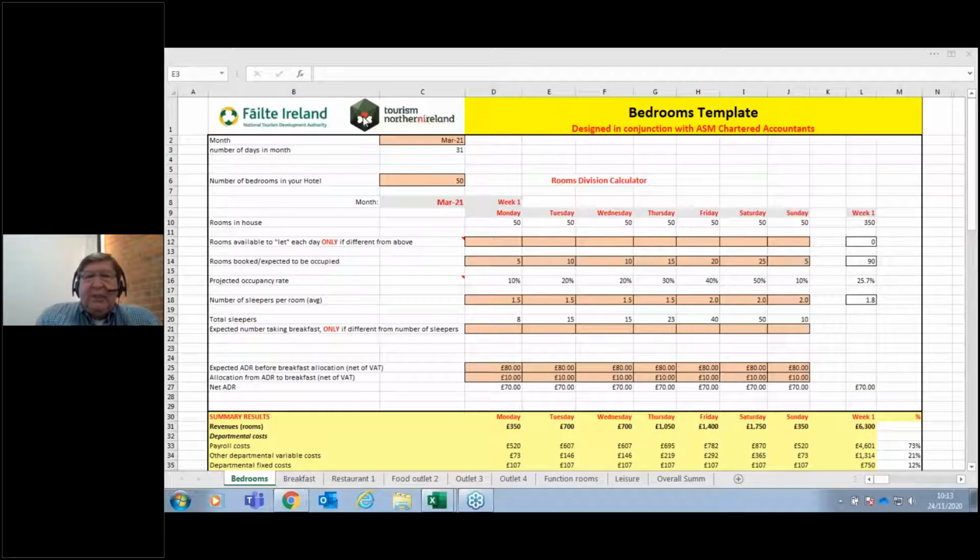So when you open the calculator, or you download the calculator off the Tourism NI website, you're presented with a screen in the hotels and guest house calculator, and you'll see at the bottom here a whole series of tabs, which are those different functions or areas that I said are shown in the little table there that it can accommodate. So we have bedrooms separately, breakfast, restaurant, food outlet 2 could be a cafe, for example. Outlet 3 could be the bar. You then have, obviously, in many cases, function facilities and special event space. So there's a little separate calculator for that, a separate calculator for leisure, and then an overall summary.